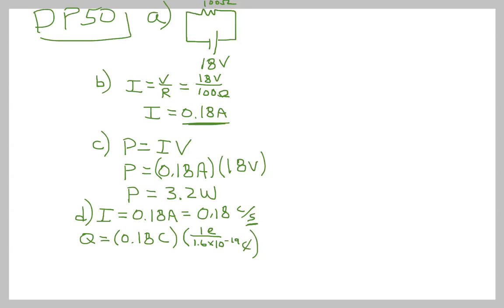Dimensionally, this works out, right? C and C cancel out, and so the charge that flows by in 1 second works out to be 1.1 times 10 to the 18th electrons. Okay, and there we have it. Simple circuit. And the trick to this, of course, any of these is defining the variables and making sure that it's consistent.